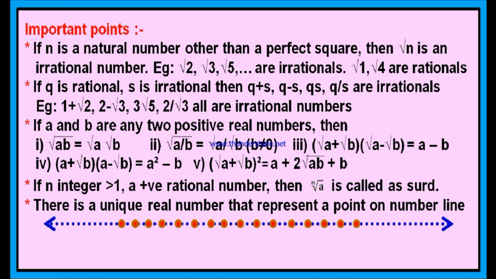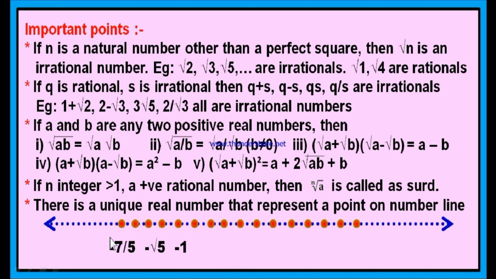For example, I took some points and every point represents one real number. This point may be one real number, and that one is another real number. If we take any point, that point represents only one real number. Every point on this number line represents only one real number.